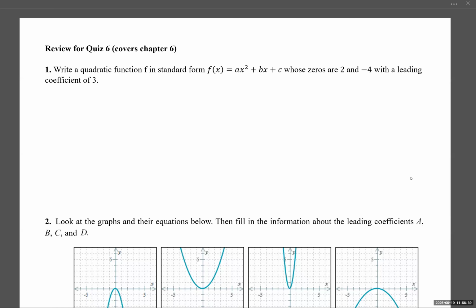This is a review for quiz 6. It covers chapter 6, which is all of the quadratic functions. Number 1, write a quadratic function f in standard form.